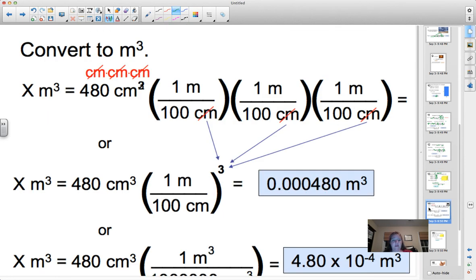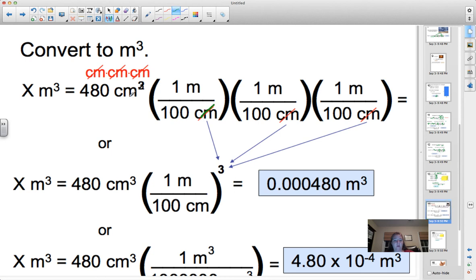So let's try to convert to meters cubed. This is sort of the same idea that we saw before, but this time we want to write out centimeters 3 times up here. Centimeters times centimeters times centimeters. That'll help us, okay? So first we have to think, well, how many centimeters are in a meter? We know there is 100 from the prefix centi, like century, 100. So we have to take 100 centimeters for every meter.